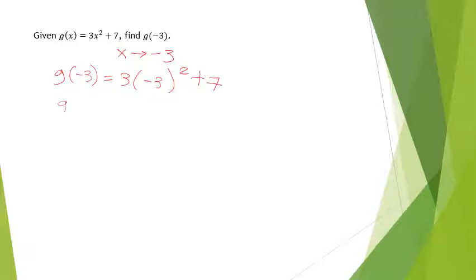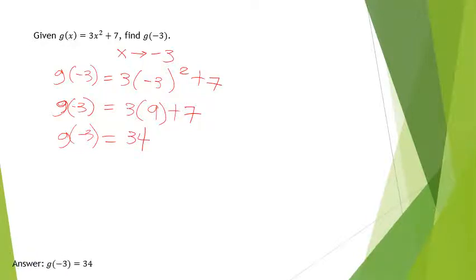So, simplify yung nasa kanan. g of negative 3, hindi 'yan 9, ha. g 'yan, g of negative 3. Ano yung negative 3 squared? 'Yan ay 9. 3 times 9 plus 7. So, g of negative 3, 3 times 9, 27 plus 7 equals 34. Okay, tama. g of negative 3 ay equal sa 34.